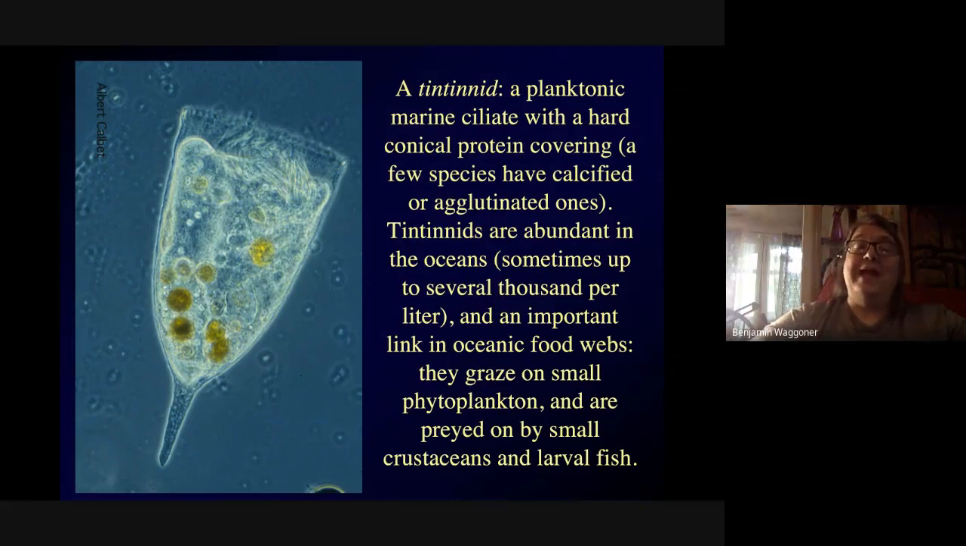And then tintinnids get eaten by small crustaceans and larval fish, and those get eaten by bigger fish, and those get eaten by tuna, and those get eaten by, you know, maybe you for lunch if you're going to make a tuna salad sandwich or something. So very important link in food webs between the primary producers, which are predominantly these really small photosynthetic algae and bacteria, and the higher trophic levels with larger organisms.